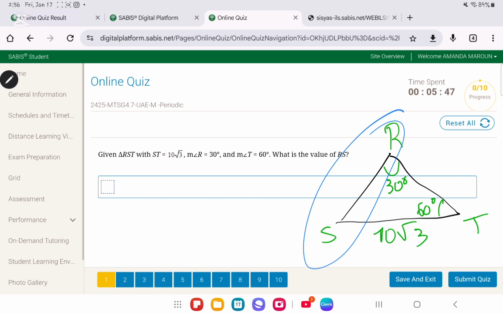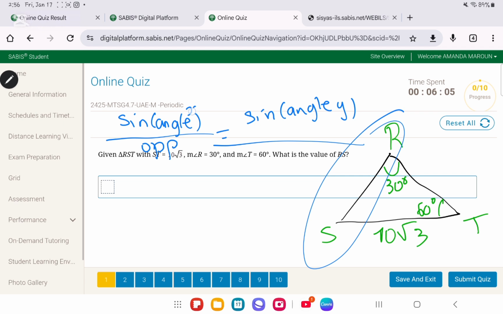Now, very simply, we can apply the sine rule over here. What does the sine rule state? The sine rule states very simply that the sine of an angle over the opposite side is equal to the sine of another angle over its opposite side. So we're going to say this is angle X over opposite X, it's equal to the sine of angle Y over the opposite of Y.